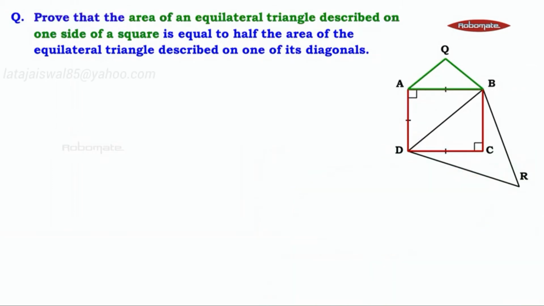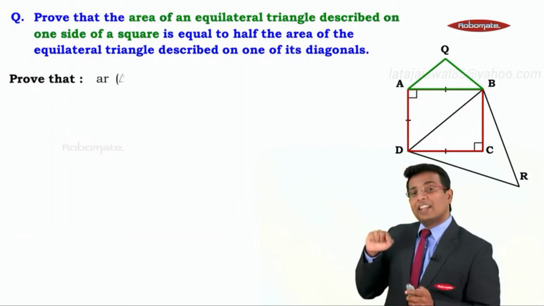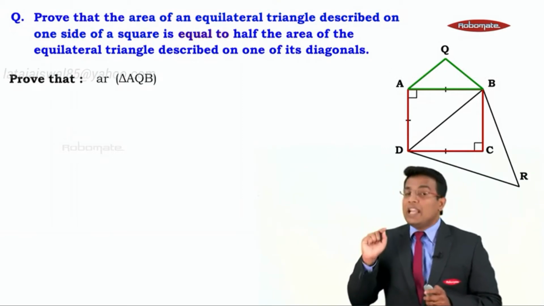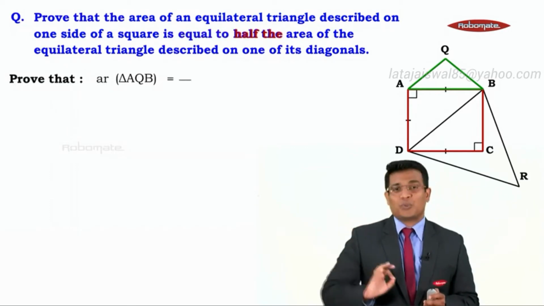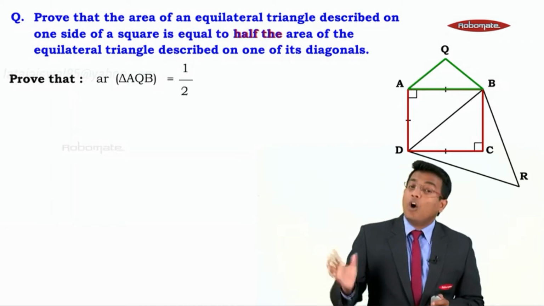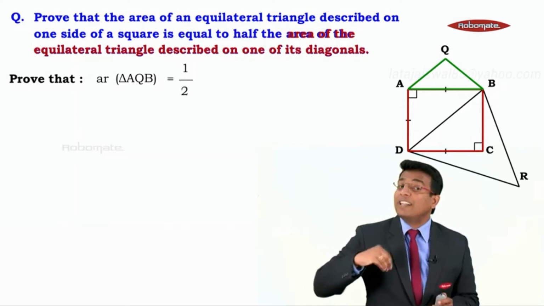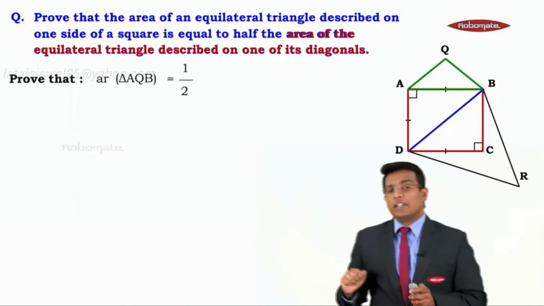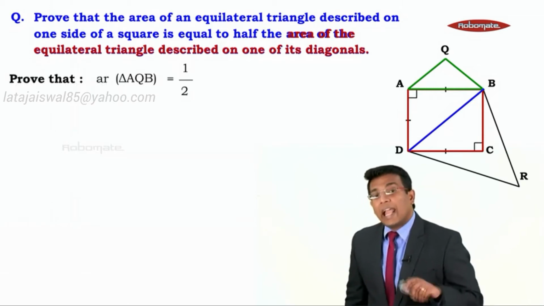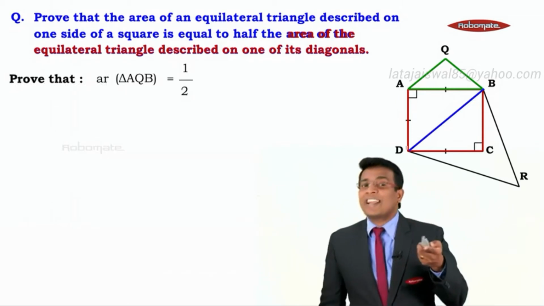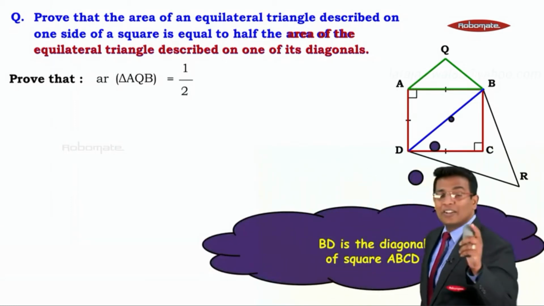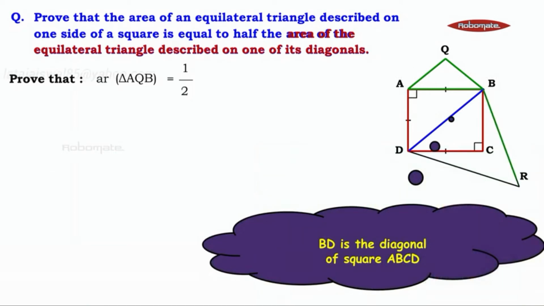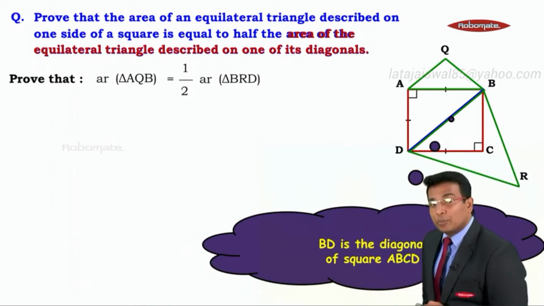Then we are saying that we need to prove that the area of this equilateral triangle, that means area of triangle AQB, is equal to half, so we write 1 upon 2, the area of the equilateral triangle described on one of its diagonals. Now, what is the diagonal? We have taken BD to be the diagonal, and the equilateral triangle described on it is BRD, right? So we need to prove area of triangle AQB is equal to half area of triangle BRD. This is what you're supposed to prove.